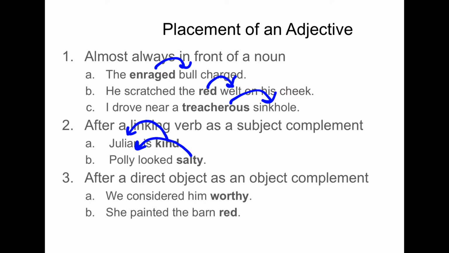We considered him, the direct object, worthy. She painted the barn red. This process of identifying what noun an adjective is modifying is a crucial one to understanding.